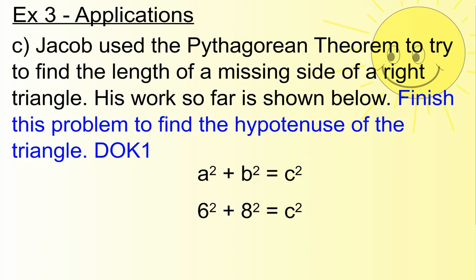Here's one problem I'd like you to try. It says Jacob used the Pythagorean theorem to try to find the length of a missing side of a right triangle. Okay, sweet. His work so far is shown below. And you can see it's a squared plus b squared equals c squared, which, if you don't know, is the Pythagorean theorem. We'll be using it a lot next module. Finish this problem to find the hypotenuse of the triangle.